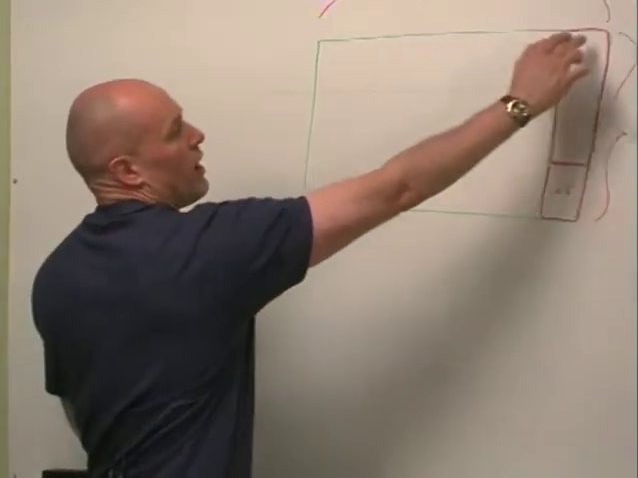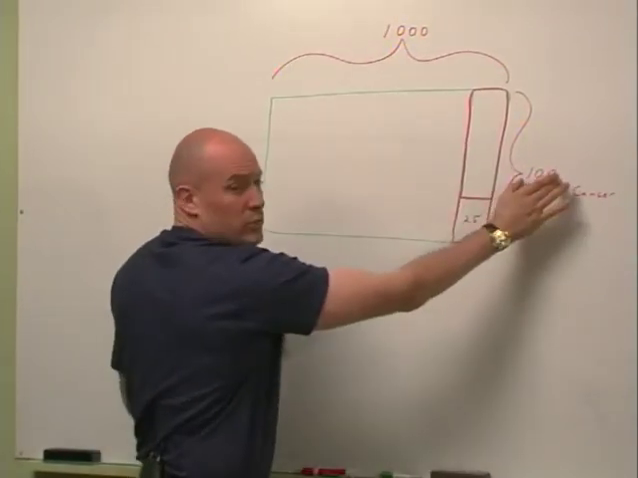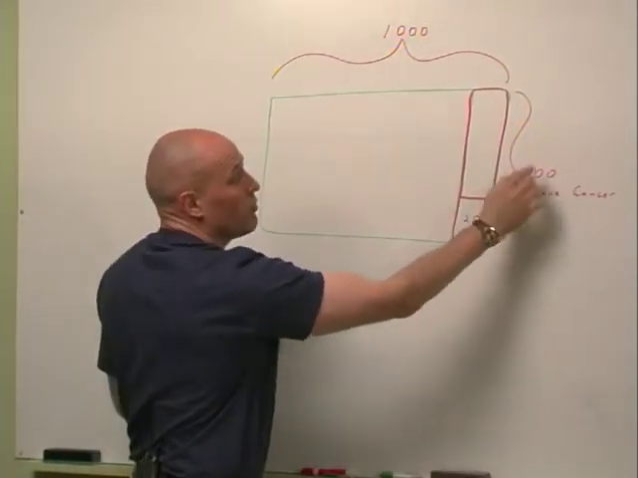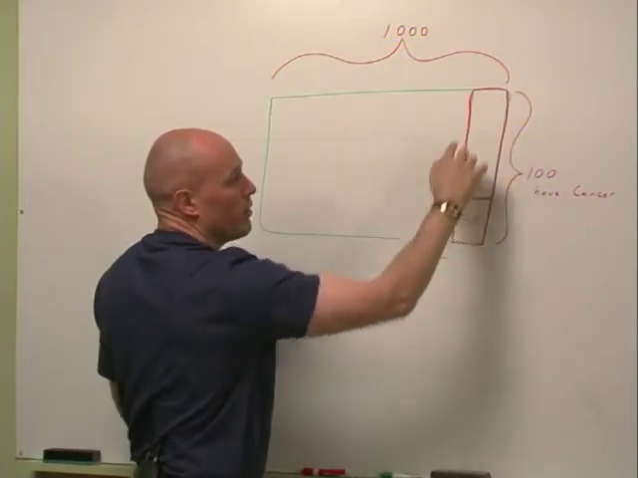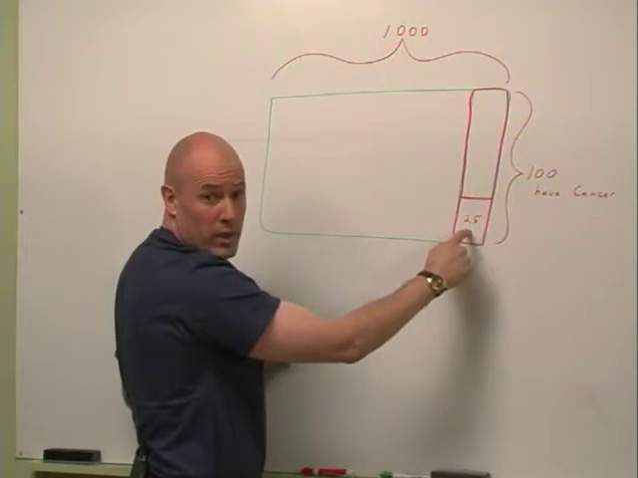Let's look at it this way. Let's say we have 1,000 men represented by this box. And of these 1,000, 10% have cancer, right? Say 100 of them have cancer. That would be the red box right here. Of these 100 then, 25 would have normal PSA levels.